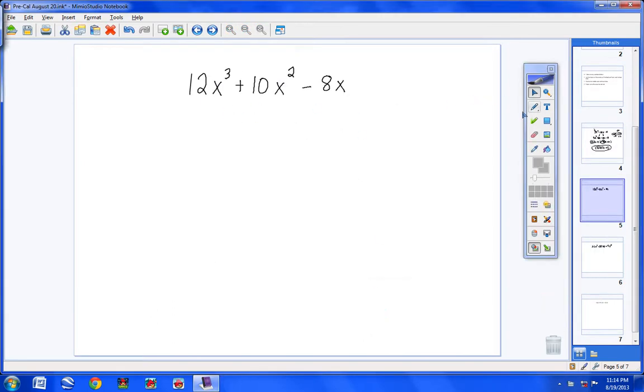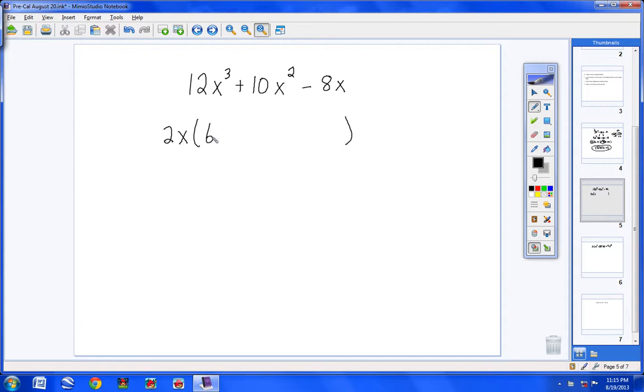Okay, let's go ahead and give this a shot. Now, first of all, you factor out the common factor. What number goes into 12, 10, and 8 evenly? Well, the largest number that I know of is 2. Notice I have 3 x's here, 2 x's here, and 1 x here. So the most x's I can pull out would be 1. So I'm going to pull out 1x. Now, let's see what we're left over with.